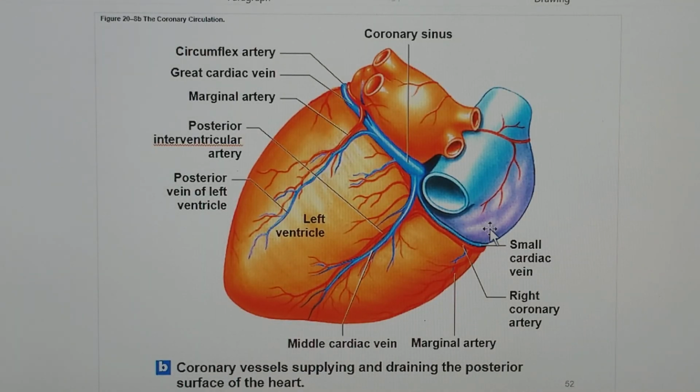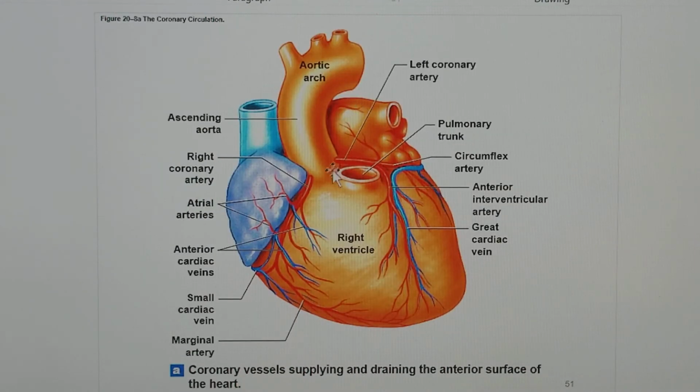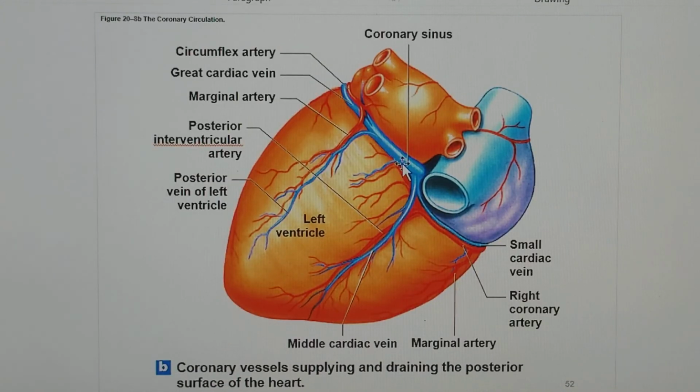Look at the posterior side of the heart and the arteries. We have that circumflex artery, which was right here. And that was a branch of the left coronary artery. We gave rise to the circumflex artery, which is wrapping around to the posterior side here, giving rise to the marginal artery.